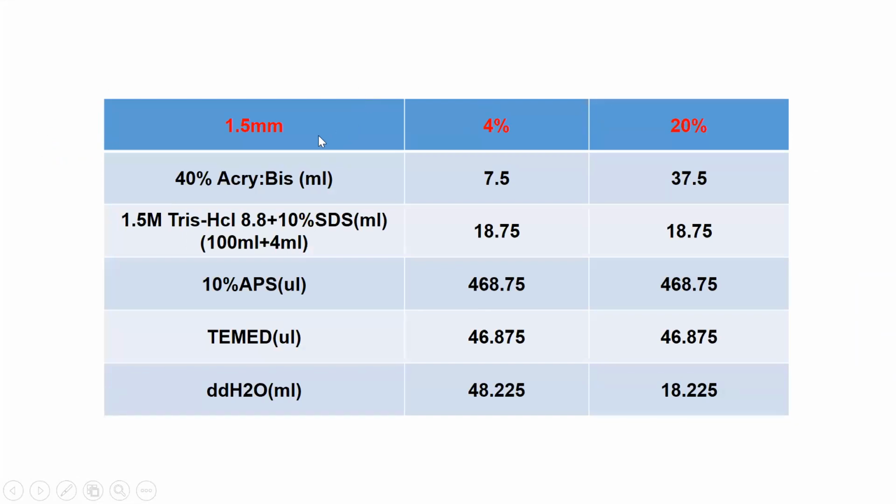This is the gradient or the component we will make in our lab, and I just show it here. You can see that there are 5 components of our ingredient in the buffers. The first buffer was 4%, and the other was the 20% buffer. And it has a different value in the two different buffers. I just show you here, and you can use it.